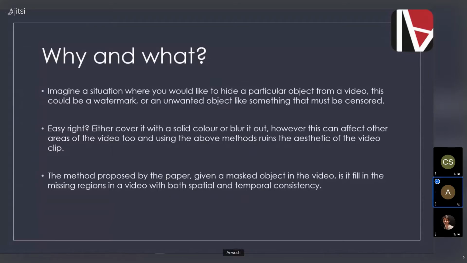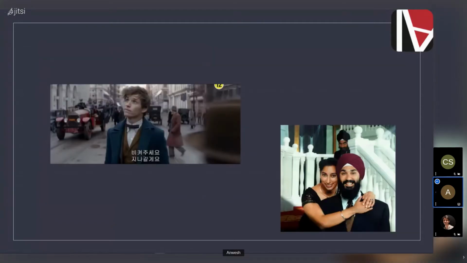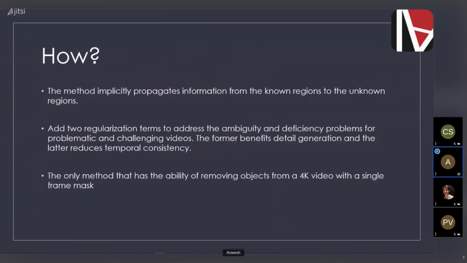So let's see a few examples. You can see the Fantastic Beasts movie screenshot over here, and it has Korean subtitles. But for example, we already have this video and we don't want Korean subtitles. We just want to watch it without any subtitles. And on the right, you can see an image. Let's consider this to be a frame from a video, and you can see that there's someone photobombing this. So we would like to remove that person. So how would we do this?